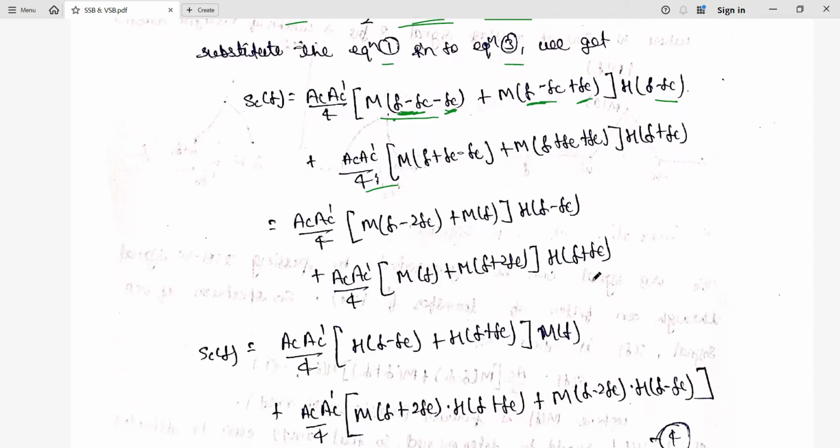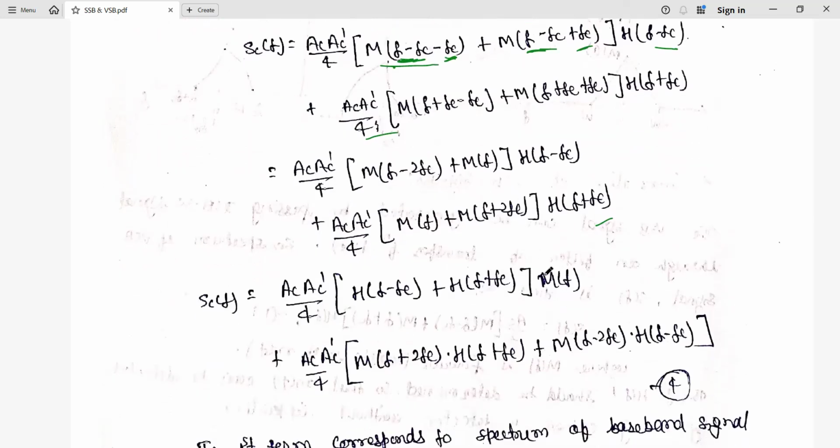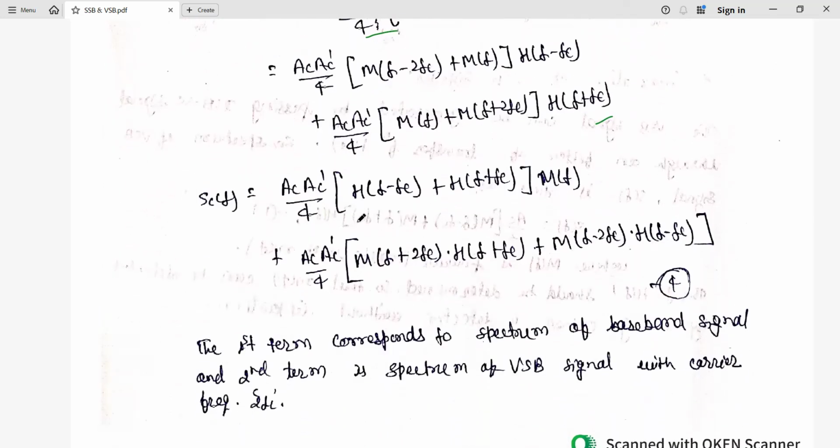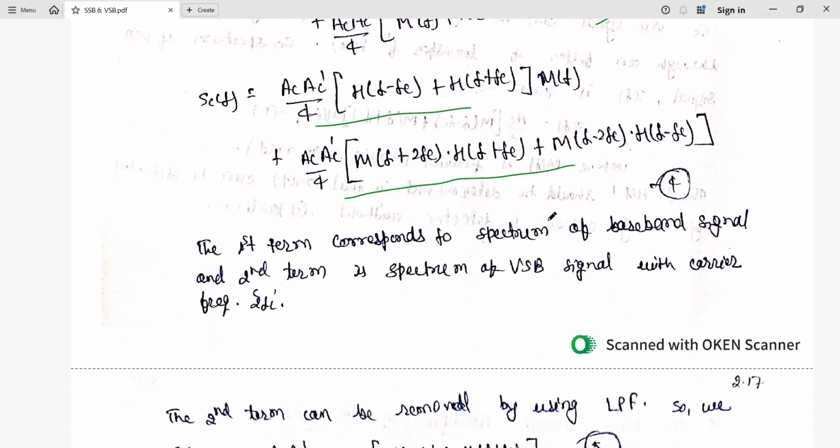After that, this is the equation, and finally, at last, M of f is taken common. For that, we have the function in this format, and the remaining two terms are given by using equation 4. If you see the first part here, what we have is M of f. So what is M of f? The Fourier transform of the baseband signal. So the first term is important for us.